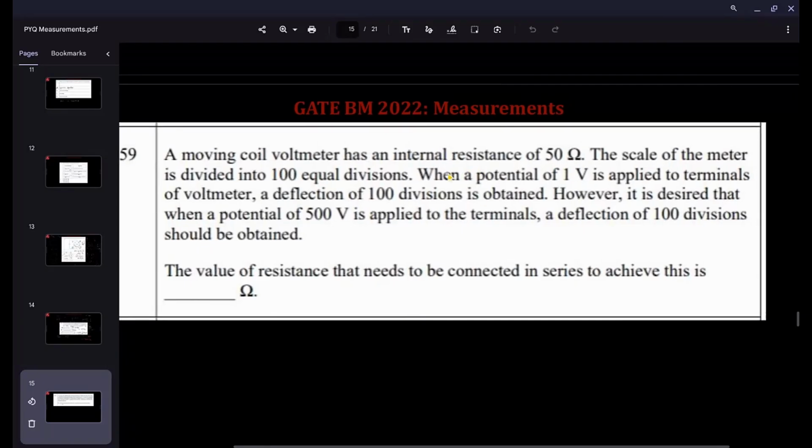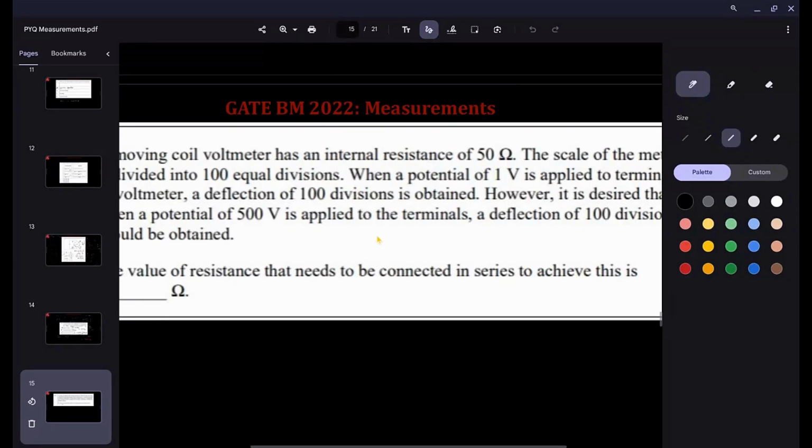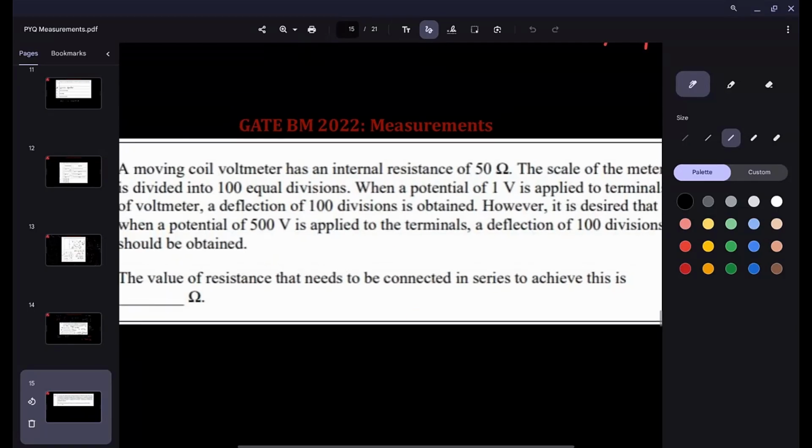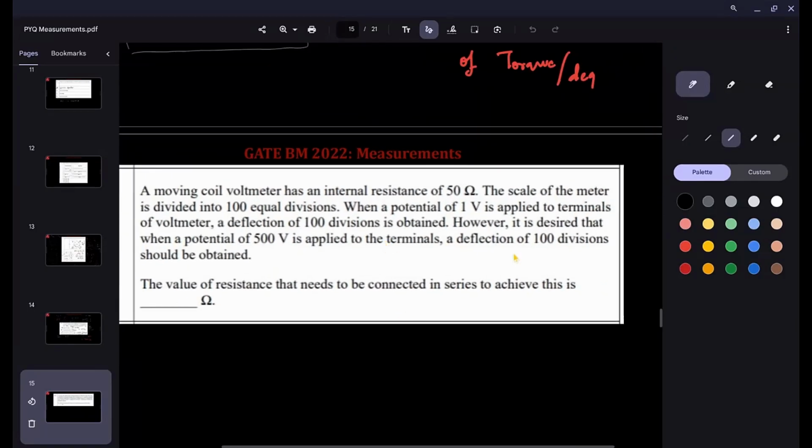A moving coil voltmeter has an internal resistance of 50 ohms. The scale of the meter is divided into 100 equal divisions. When a potential of 1 volt is applied to the terminals, a deflection of 100 divisions is obtained. However, it is designed that when a potential of 500 volts is applied to the terminals, a deflection of 100 divisions should be obtained. The value of the resistance that needs to be connected in series to achieve this is? Tell me these lines in terms of the terminology that I just explained. What does the first line mean? What does the second line mean? What does the third line mean?